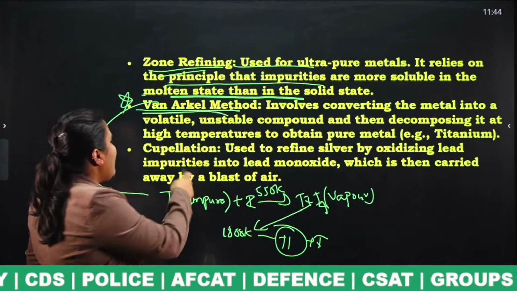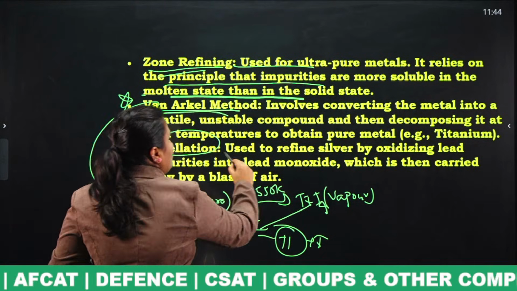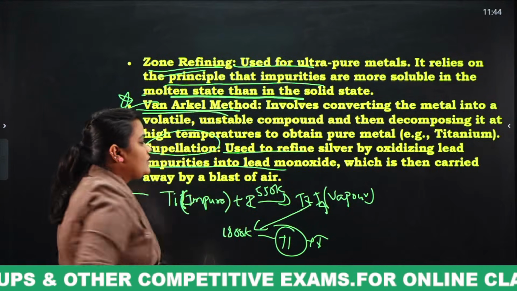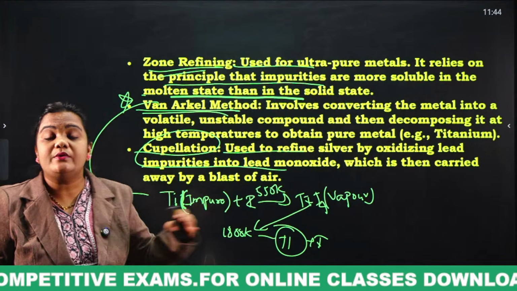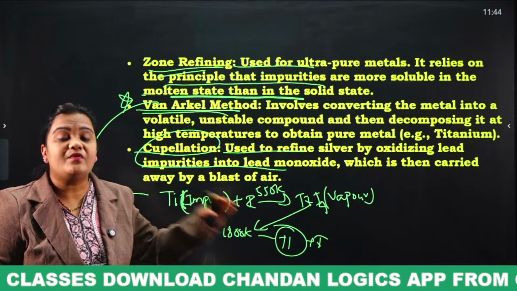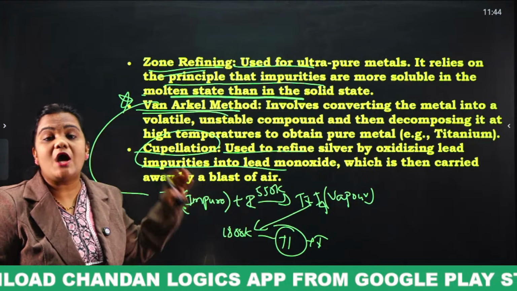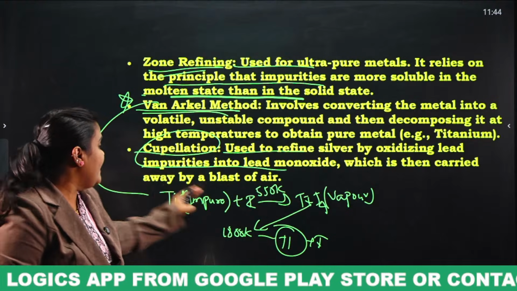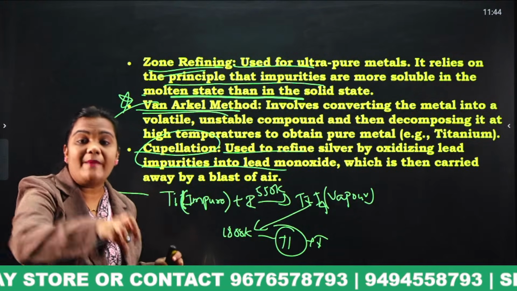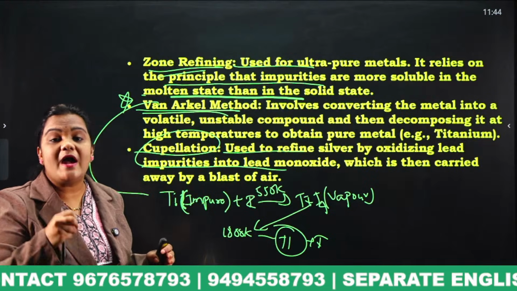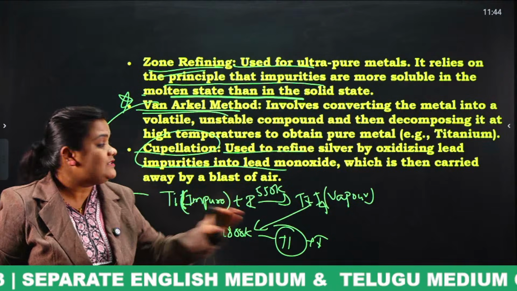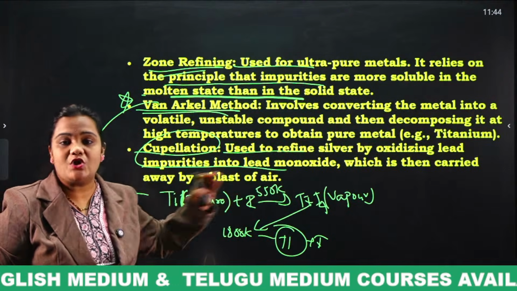And the last one is cupellation. It is used to refine silver by oxidizing lead impurities into lead monoxide. So in order to get pure silver, what are we using, students? We are using an oxidizing agent on the lead impurities. In order to remove the lead impurities from silver, we are adding the oxidizing agent, forming lead monoxide, which is then carried away by a blast of air.